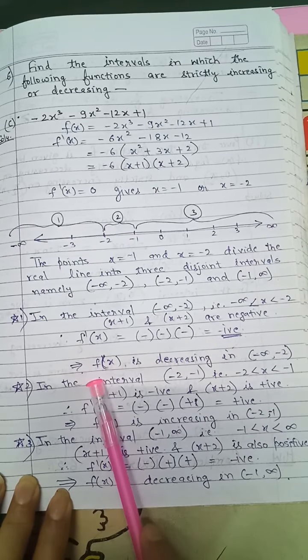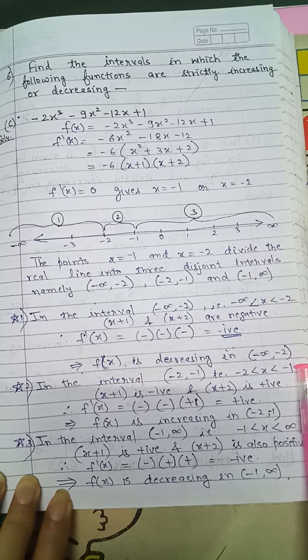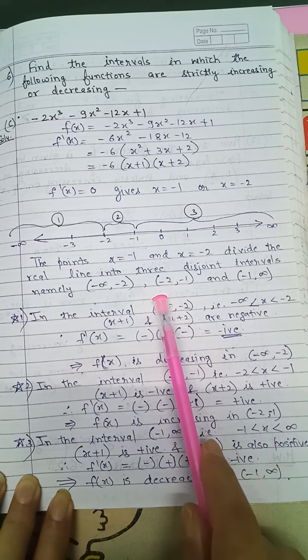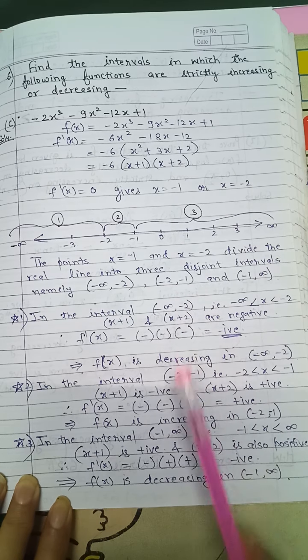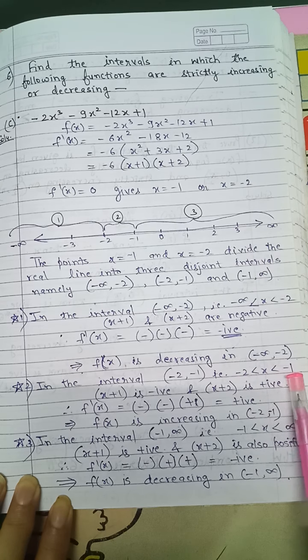So this shows that the function is decreasing in minus infinity to minus 2, since this is less than 0. Now we will check for minus 2 to minus 1. See here, in the interval minus 2 to minus 1, x is between minus 2 and minus 1.